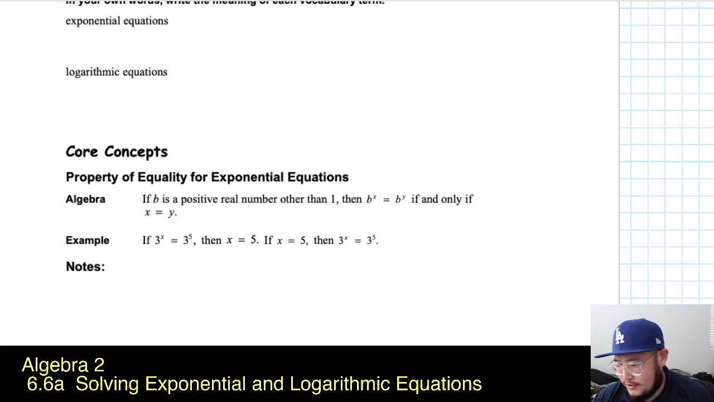So they give you an example, you got 3 to the x is equal to 3 to the fifth. In the end, x is equal to 5. All right, so pretty simple. But the key here is getting the bases to be the same.